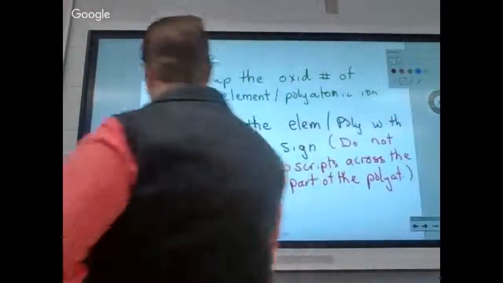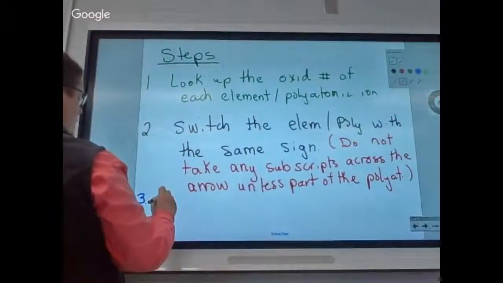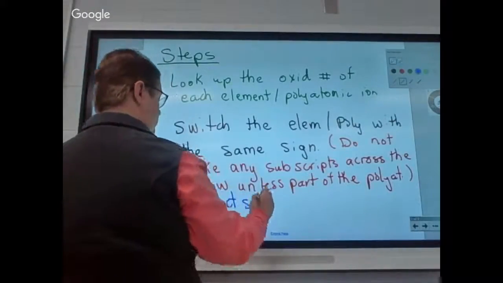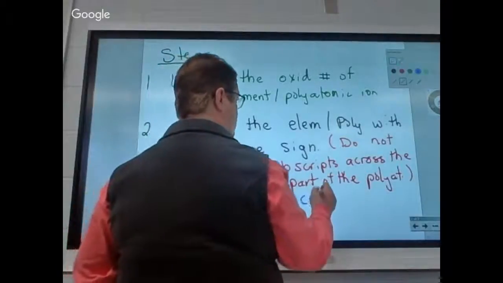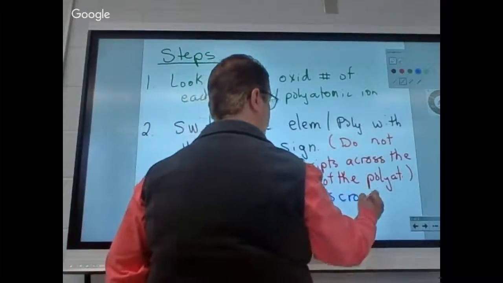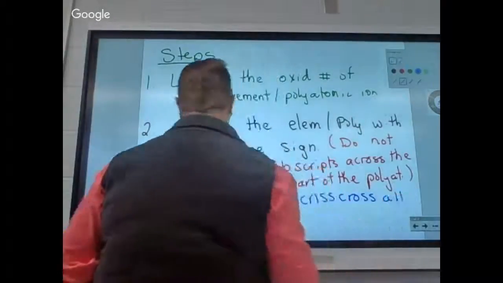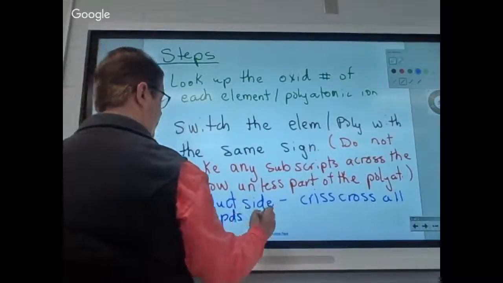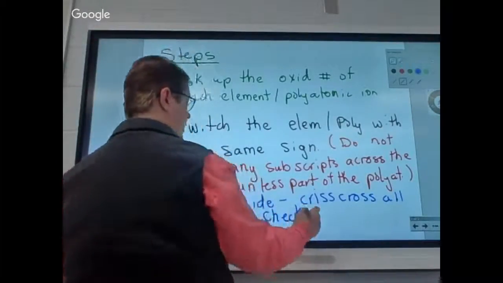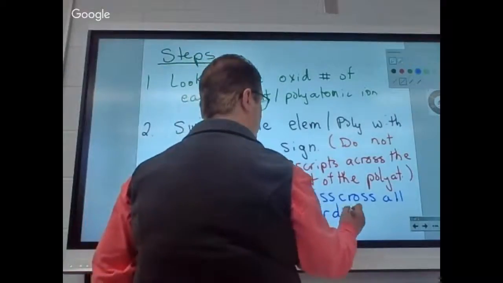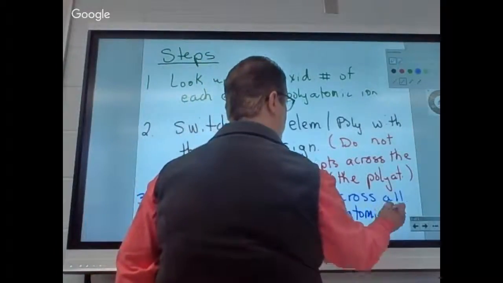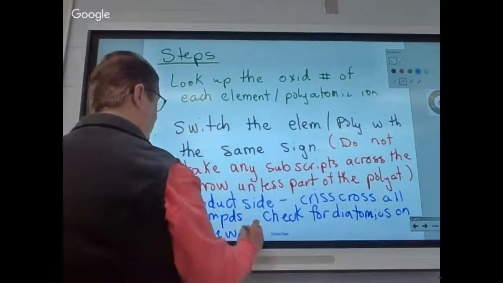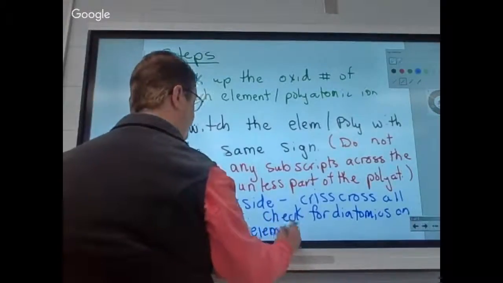Okay, and the last step is on the product side. Crisscross all new compounds. Check for diatomics on all new elements. And then balance.